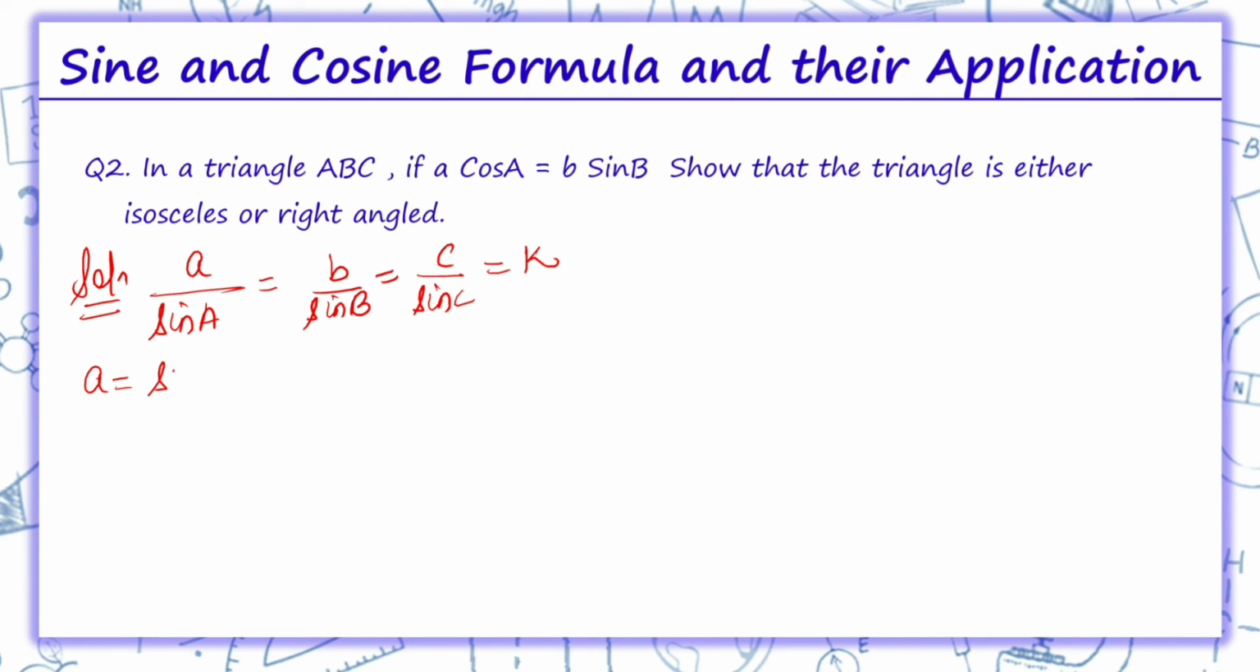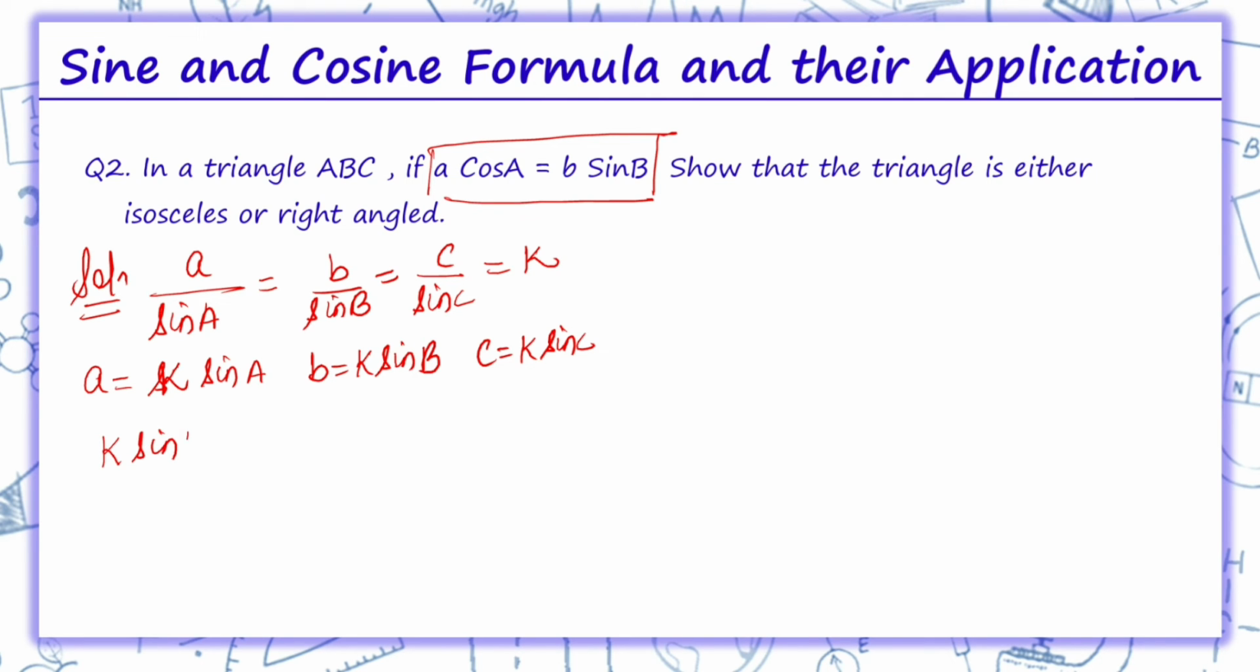So the value of a will be K sine A, value of b will be K sine B and value of c will be K sine C. Substituting these values over here, in place of a and b, we will write these values. So we will get K sine A into cos A is equal to K sine B into cos B. Sorry, over here the question is cos B only. So now we will solve it. Here we got sine A cos A. This K and K will be cancelled out.